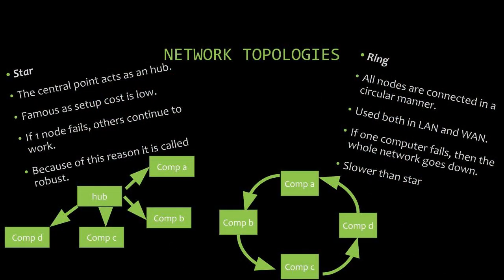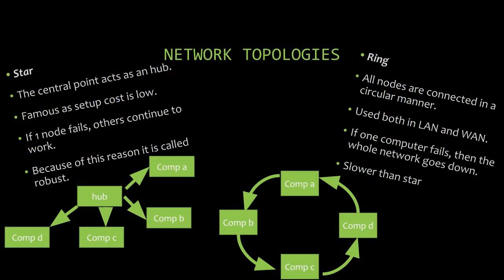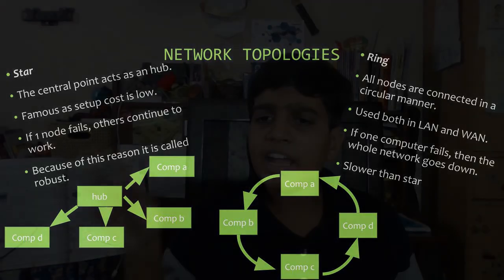Star. It has a central point that acts as a hub. It is famous as the setup cost is low. If one node fails, the others continue to work. Because of this reason, the star is called a robust network. Ring. All nodes are connected in a circular manner, used both in LAN and WAN. If one computer fails, the whole network goes down. Therefore, it is slower than star.